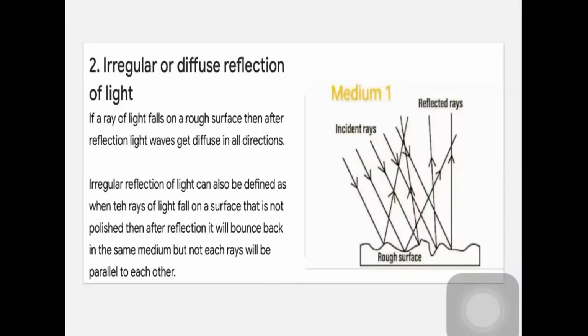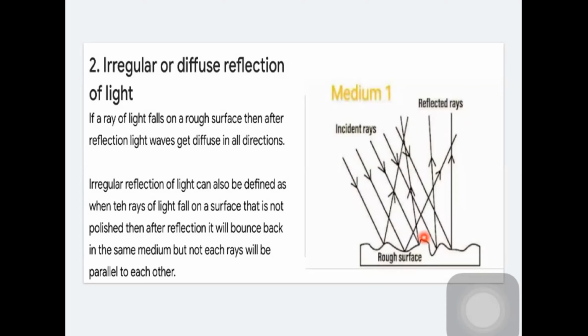The next type of reflection that we will now study is irregular or diffuse reflection of light. Now, if a ray of light falls on a rough surface, what happens is you can see the reflected ray travels in all possible directions. Definitely, you see that the incident rays are parallel to each other, but when it comes to the reflected rays, they are scattered in all possible directions.